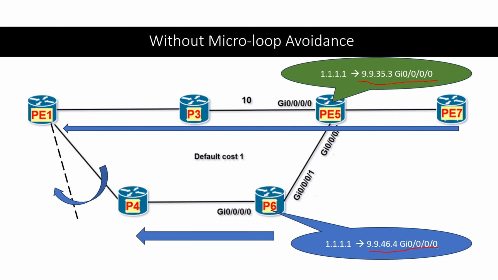it sends the packet towards P4, but P4 doesn't have any link between P1 and P4, and P4 has updated its table pointing towards P6, and it is going to send it back to P6. P6 again sends it back to P4, and there is a microloop in the network. So it happens when there is a link up, link down, or metric change in the network.